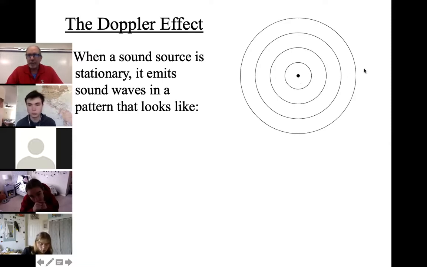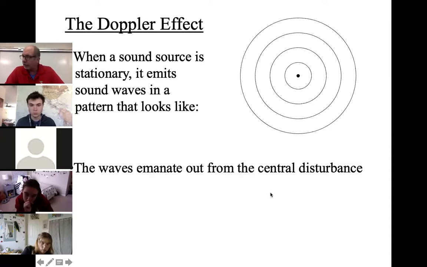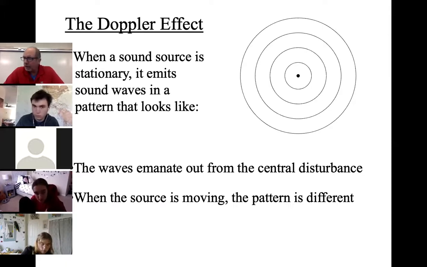As these emanate outward, no matter where we are located, whether over here to the right or over here to the left, the number of these that pass our ear is equal, no matter where I am around the sound source. So the waves emanate out from a central disturbance in an equal fashion. But when the source is moving, the pattern is different.